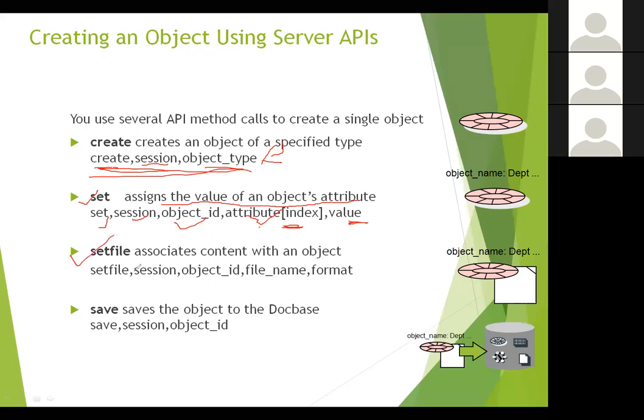We have one more command, set file. Set file is to upload a file. For example, you created an object and you want to associate a document to that object, to upload a file from your system. Then set file, comma, session, comma, object ID, then file name. Here the file name is the complete file path, for example if it is in C drive or D drive, and then the format.